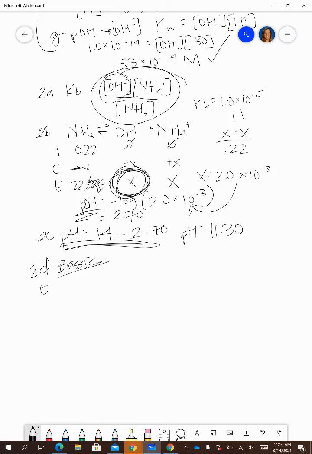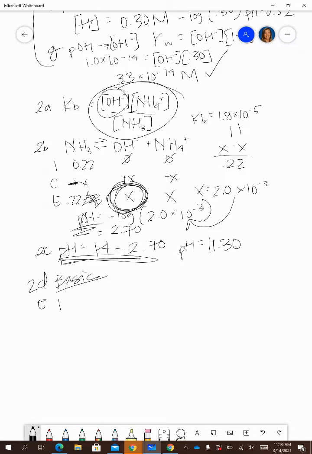Okay, E. People struggled on E because you had a test freak out and you weren't sure how to go from KB to KA. And what you need to do is go look at your reference sheet and say, okay, do I have any equations that relate KA and KB? And you actually do. And you don't have to memorize them. You just have to know how to use your sheet.